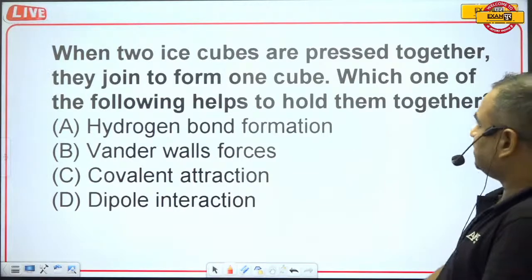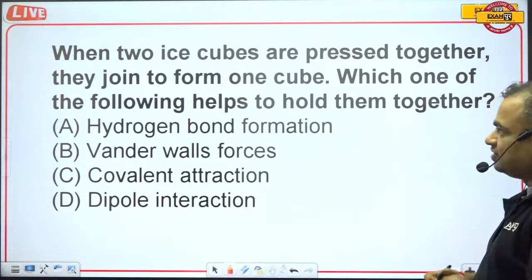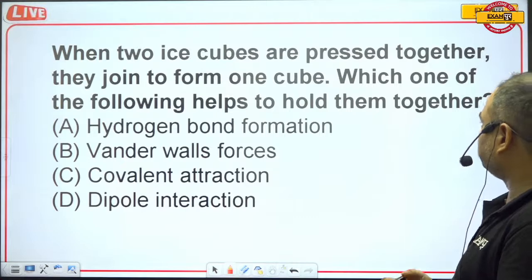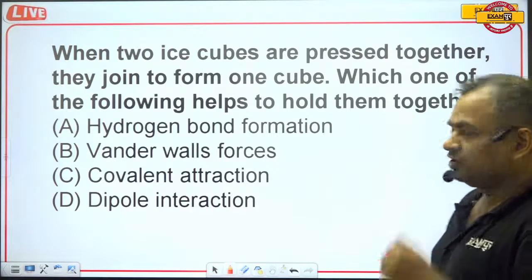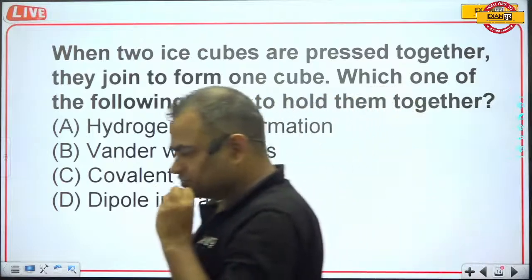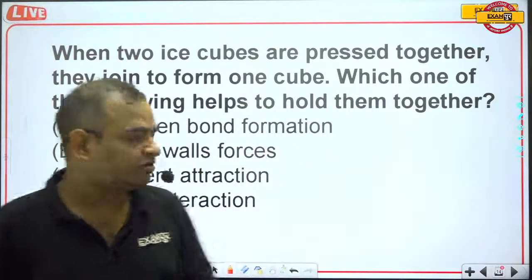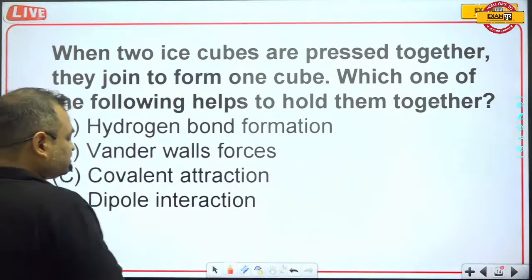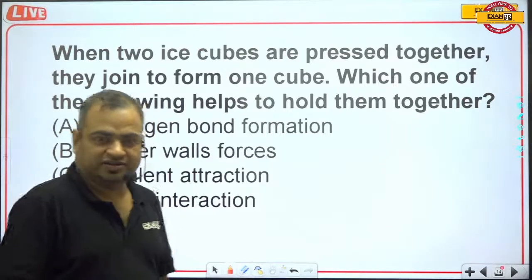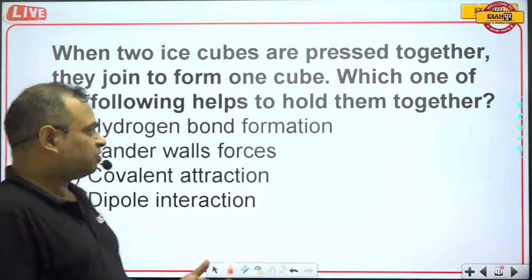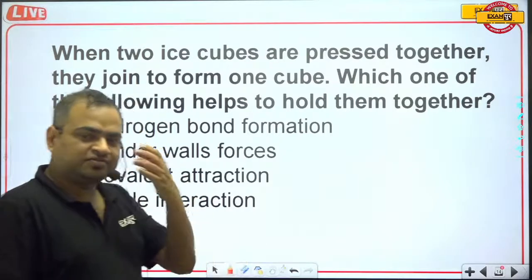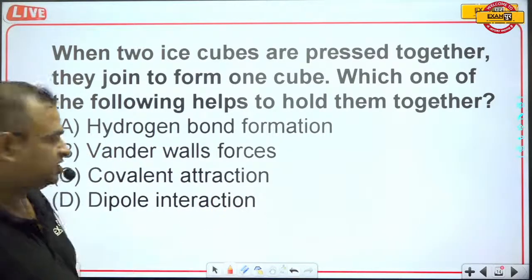So when two ice cubes are pressed together, they join to form one cube. Which one of the following helps to hold them together? So this question belongs to the chemistry background. Okay, those who have not studied chemistry till now will have some problem, but don't worry about that. You will be able to answer it, because I will explain the thing behind this.